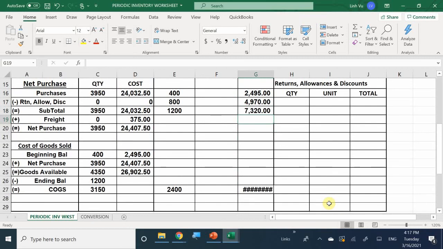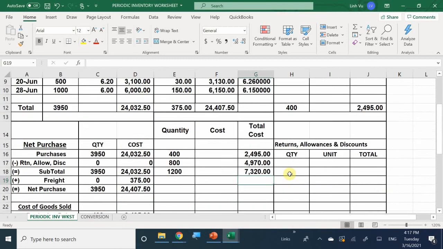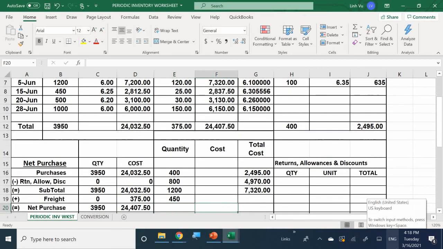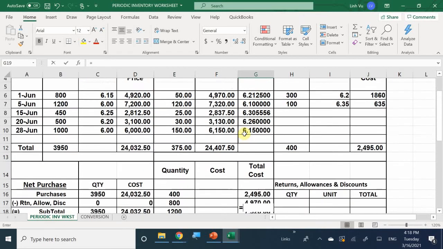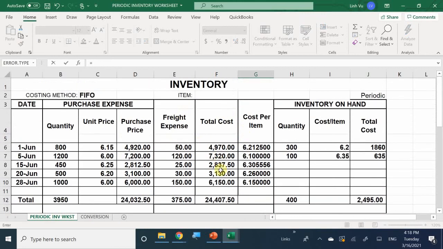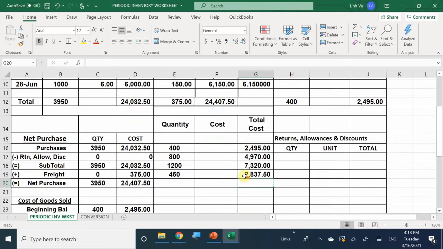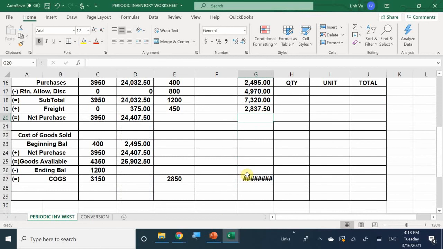So far I have 2,400. How many more do I need to sell? I got to keep going. All of the 450. Okay, so good. We're going to sell the whole entire 450. And how much was that entire 450 batch? For $28,37.50. Okay, right there. So now we sold a grand total of 2,850.